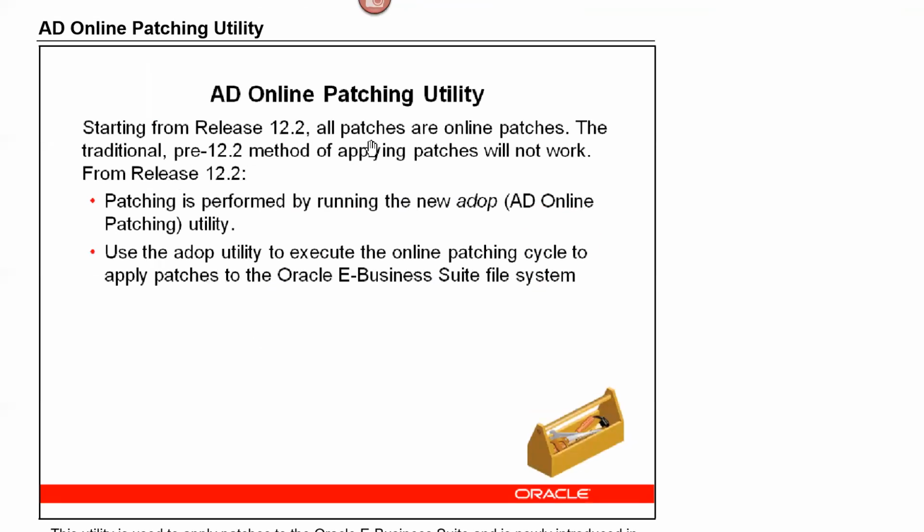Starting from 12.2, all patches are online patches. You can keep your system up and running and apply the patches. The traditional pre-12.2 method of applying patches will not work. From 12.2, patching is performed by running ADOP online patching. Use the ADOP utility to execute the online patching cycle to apply the patches. The patching cycle has to be started.